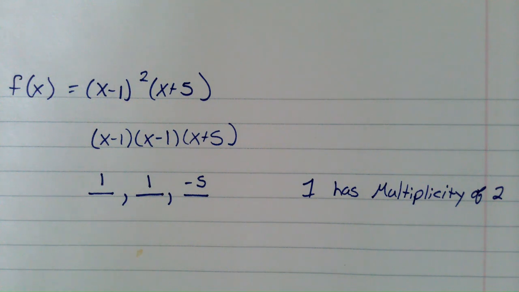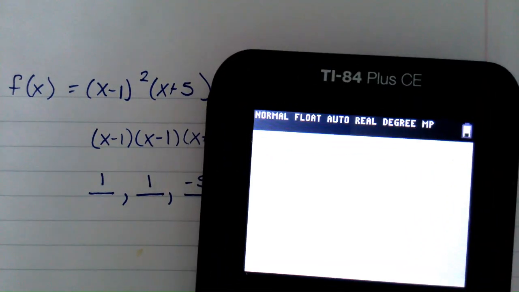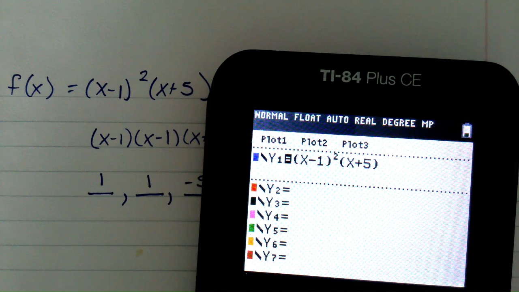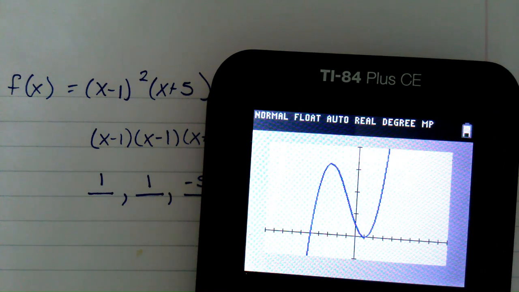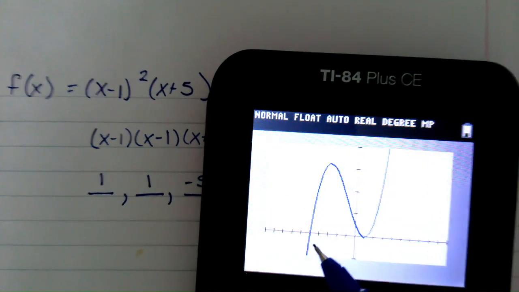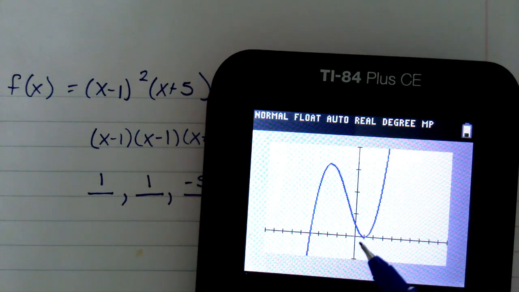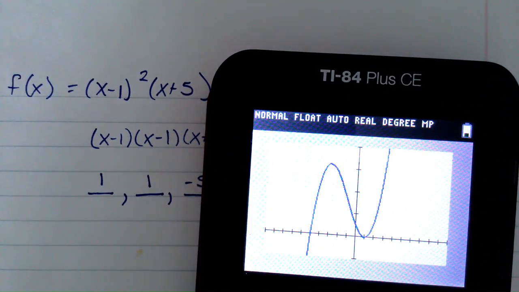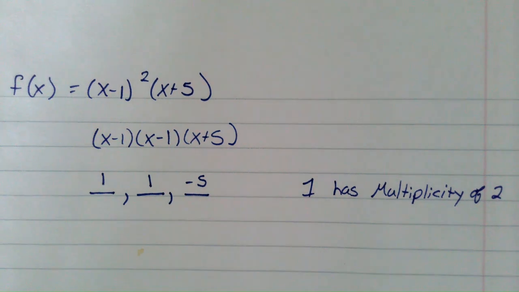So how is that going to affect what this graph looks like? I've got the y equals typed in here, the f of x, right? And we know that it's going to make that S shape just like the last one. But something's got to happen differently because of that double number happening. And if you notice, it crosses at -5. But when we get over to 1, it just comes down and bounces off. That's because 1 was used twice, so it's kind of like a parabola. So you can see how around the number 1, it's kind of having a parabola shape, and it's got that bouncing effect going on. That's always going to happen when you have even multiplicity.